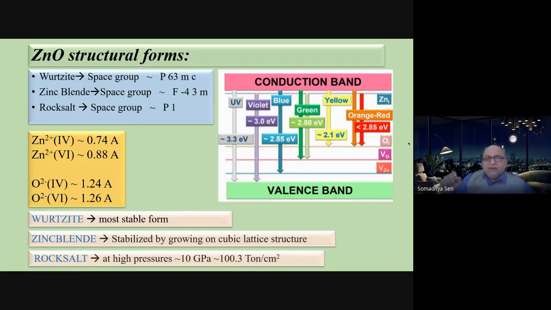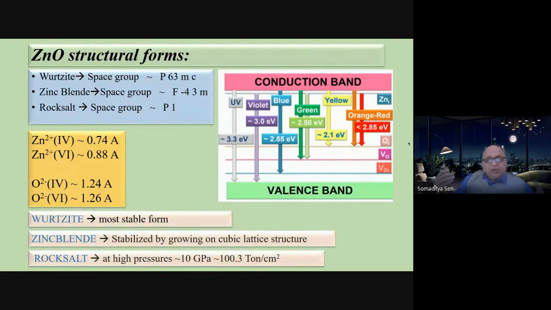Now, the interesting thing in the rock salt structure is that you have 6 oxygens instead of 4 oxygens surrounding a zinc atom. Okay. So when that is happening, the zinc is no more in the 4 coordinated state. It is in the 6 coordinated state. So the ionic radius of zinc has changed here. Similarly, the oxygen in the wurtzite structure is 4 coordinated, so its ionic radius will be 1.24, and in the 6 coordinated state, it will be 1.26. There's not much change in the oxygen, but obviously there's a huge change in the zinc ionic radius.